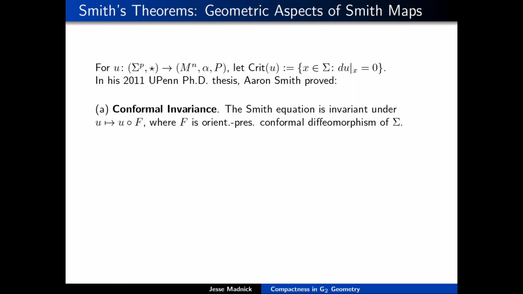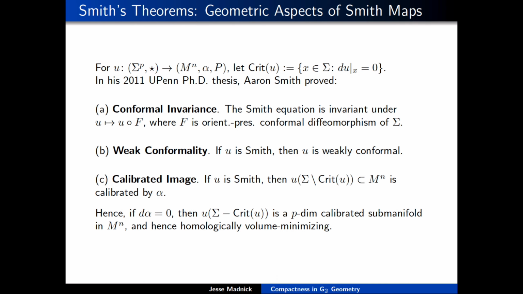So, for example, the Smith equation is conformally invariant. Right? If U is a Smith map, then so too is U circle F, where F is an orientation-preserving conformal diffeomorphism of the domain. Moreover, as we've seen already, Smith maps are weakly conformal. Okay, that can be shown, for example, from the p-form characterization. Moreover, Smith maps, when they are immersions, their images are then calibrated submanifolds, where they're calibrated by alpha.